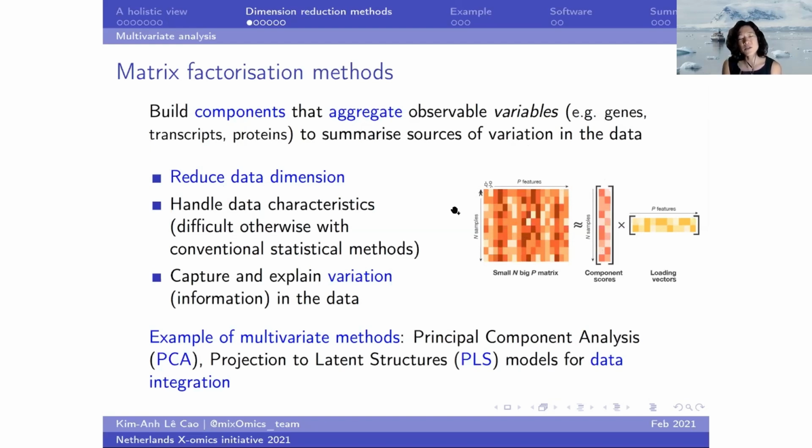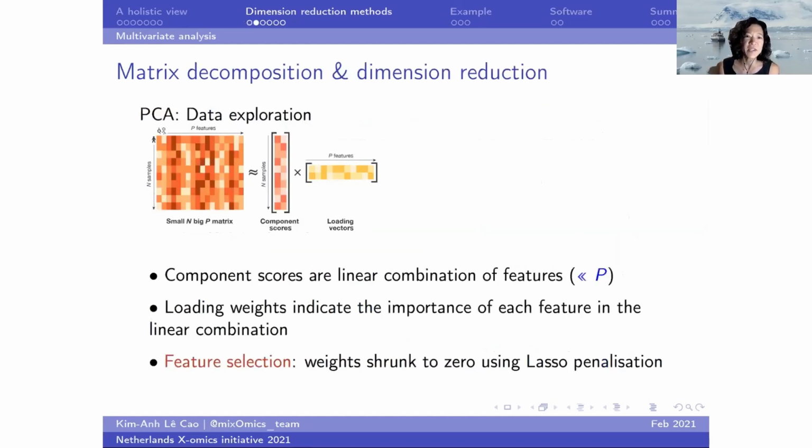What is also interesting with those methods is that they are non-parametric. They don't make any assumption of the distribution of the data. And they're exploratory, so we don't require a very large number of samples in order to explore those data. Examples of those methods are principal component analysis, but I will focus more on projection to latent structures or PLS models because they're very useful for data integration. So I'll start first briefly with PCA.